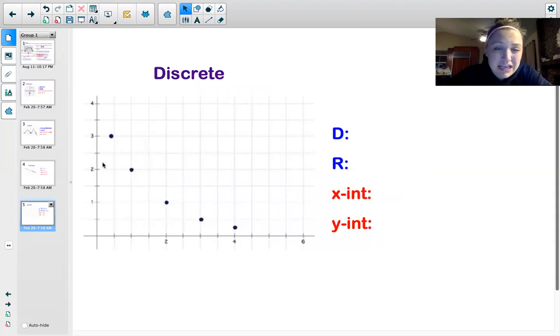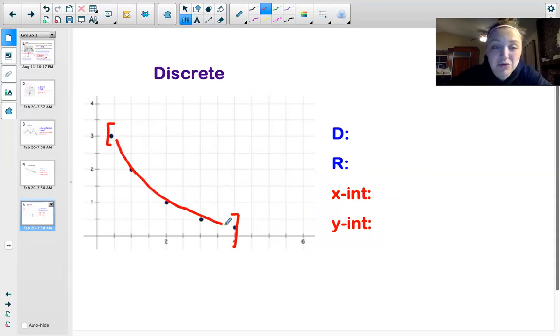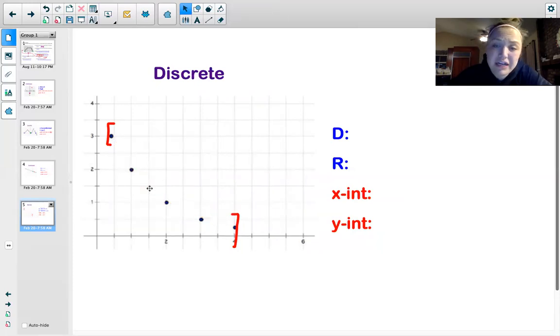Okay, so here's what I'm gonna say for the domain. I know you're tempted to say from here to here. The problem is when we say from here to here, we mean everything in between. Ninth graders, was everything in between included? No. Only a couple dots were included. So we actually just list out the different numbers.